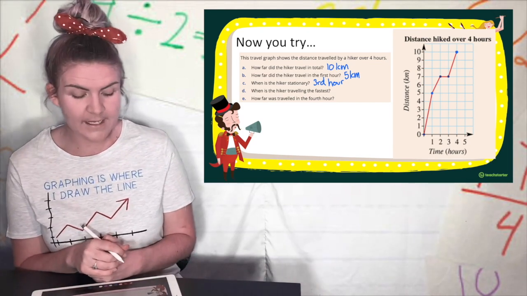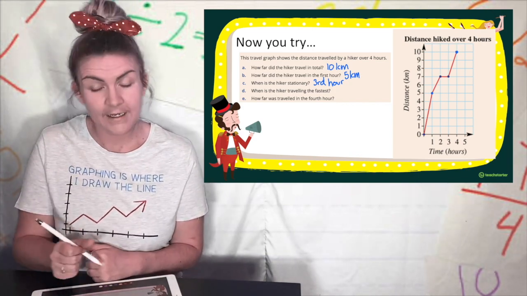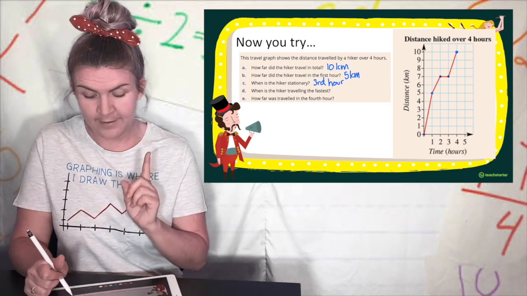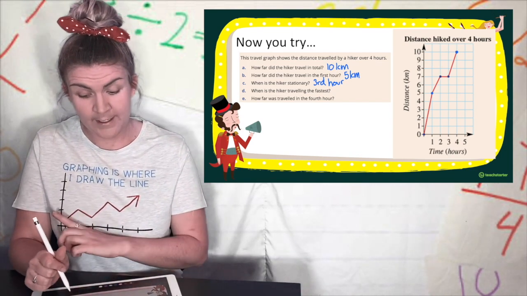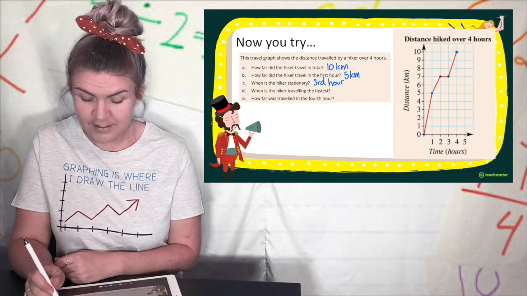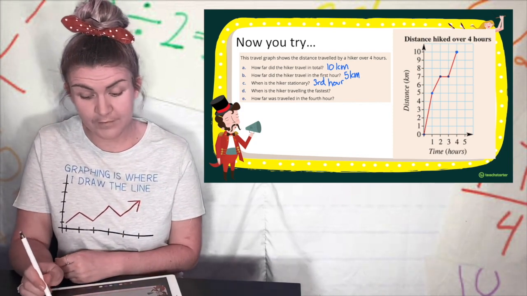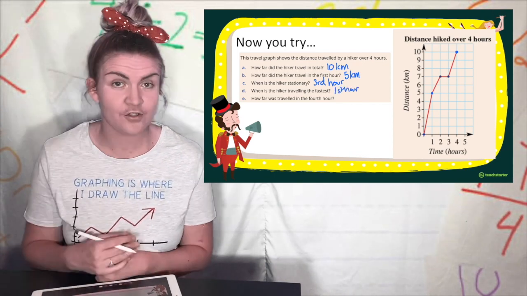D. When is the hiker traveling the fastest? I have 3 slopes here. In the first hour, 1 hour, 5 kilometers. The second hour is 1 hour for 2 kilometers, that's not as fast. The last slope is between 3 and 4, and that's 3 kilometers, meaning the first hour was the fastest travel time.